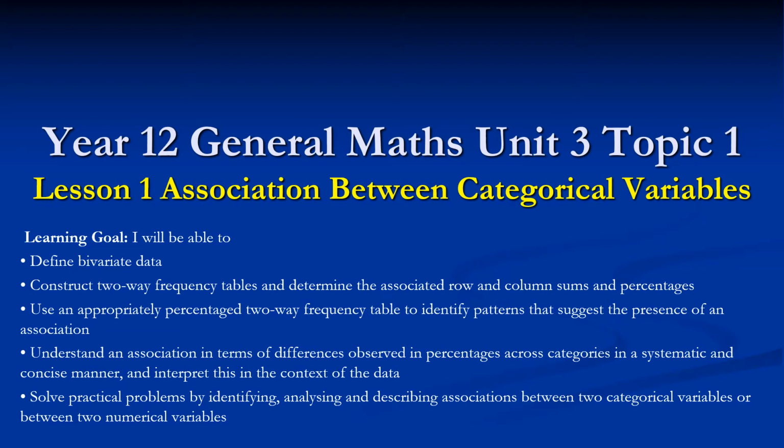This is your first lesson, and we're looking at association between categorical variables today. So the point of the lesson is that you first of all should be able to define bivariate data, then construct two-way frequency tables and determine the associated row and column sums and percentages. And then use an appropriately percentaged two-way frequency table to identify patterns that suggest the presence of an association.